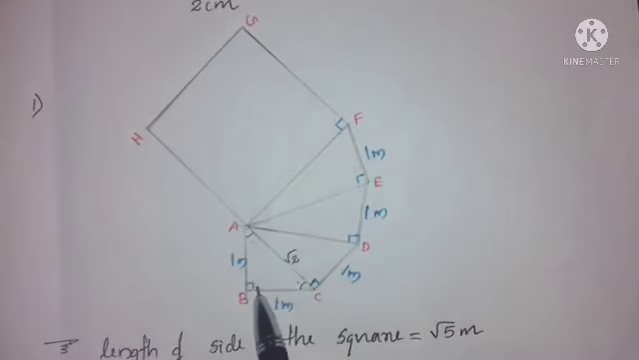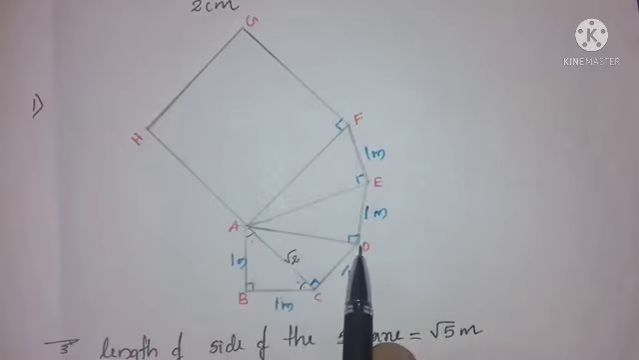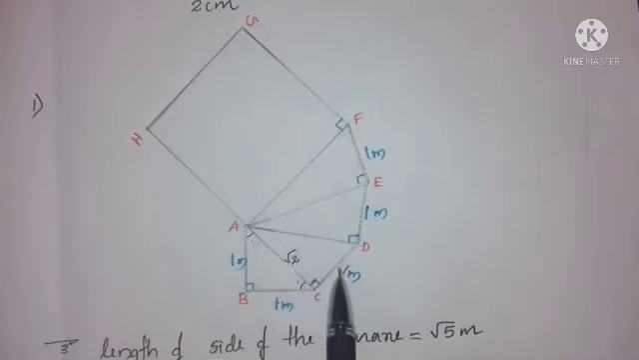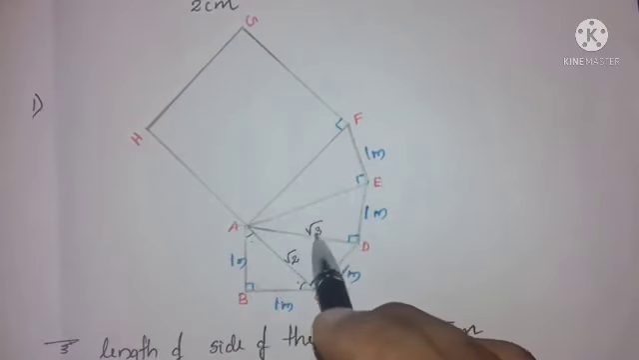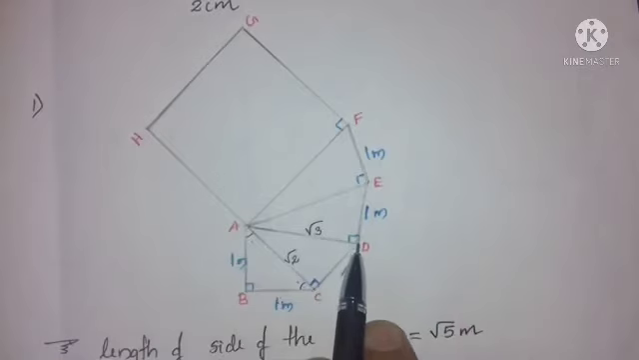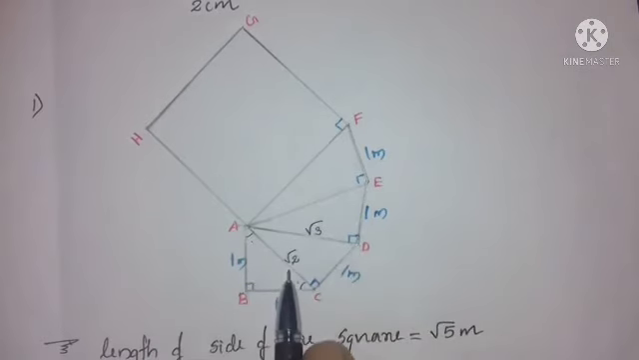Root of 1 square plus 1 square, that is root 2. Then consider the triangle ACD. Then C is 90 degrees. Then 1 meter is the altitude and root 2 is the base. Then the hypotenuse will be root 3, that is 1 square plus root 2 whole square, that is 1 plus 2, that is 3. AD square is equal to 3, then AD equals root 3.